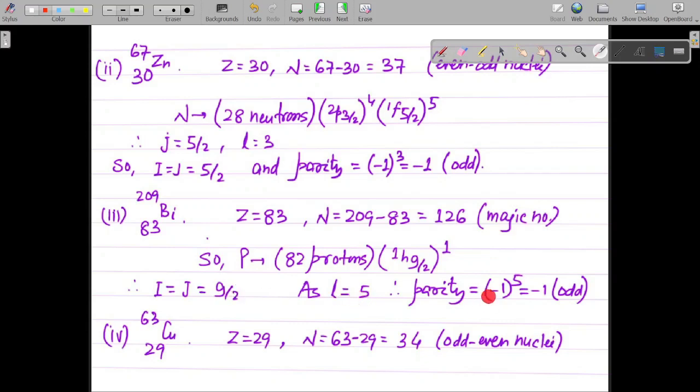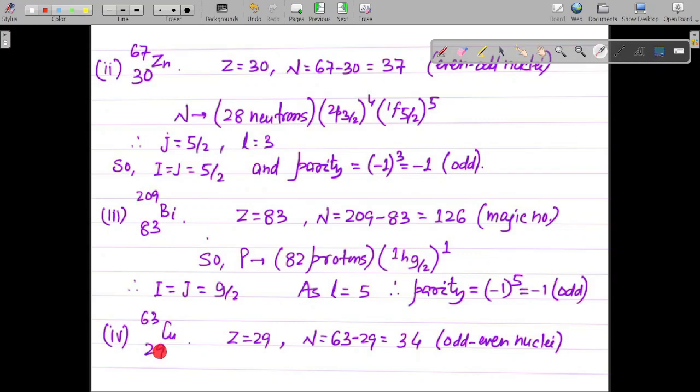So parity will be equal to minus 1 to the power 5. That is, minus 1 to the power odd is minus 1 only. Minus 1 to the power even is plus 1. But minus 1 to the power odd is minus 1. So it is clearly odd parity. Okay, so for bismuth the parity is odd. Clearly, this is the thing.